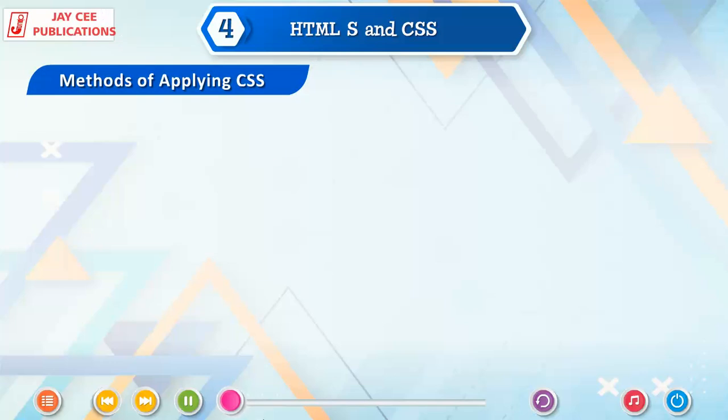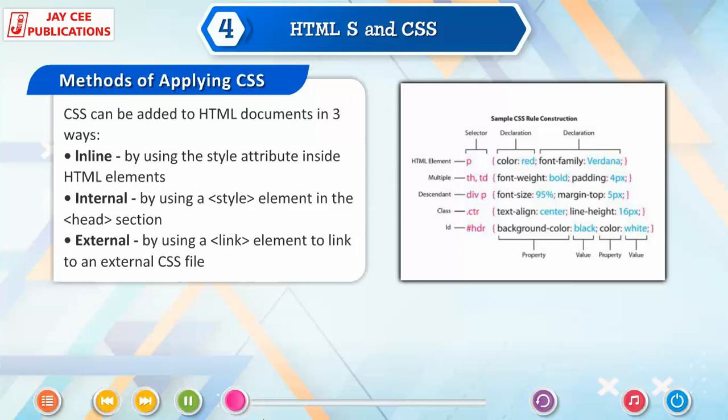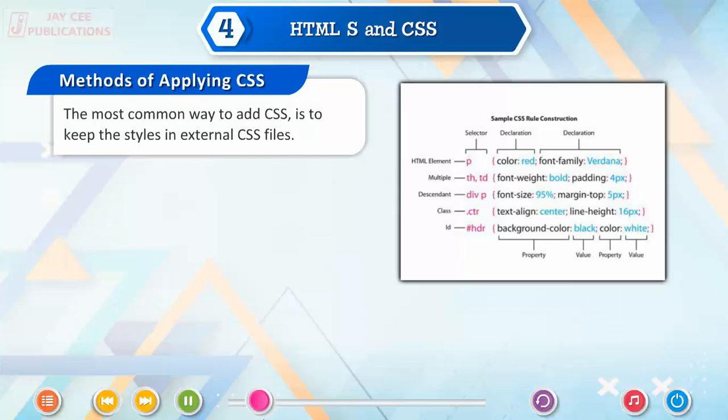Methods of applying CSS. CSS can be added to an HTML document in three ways. Inline, by using the style attribute inside HTML elements. Internal, by using a style element in the head section. External, by using a link element to link to an external CSS file. The most common way to add CSS is to keep the style in external CSS files.